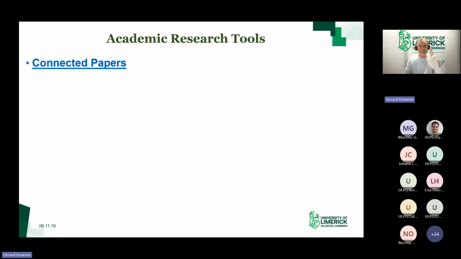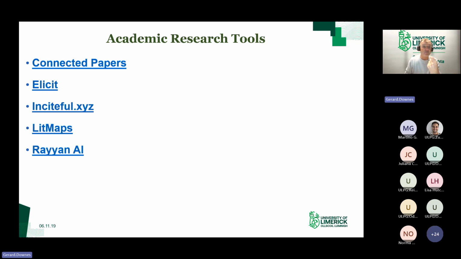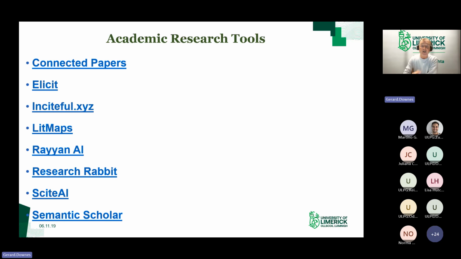So, Connected Papers, and I'll try to show you an example later when I send the slides. Elicit is one. There's Insightful. It's always good to be aware of these kinds of journals. There's Litmaps, there's Ryan AI, there's Research Rabbit, and there's Cite AI. Semantic Scholar also. But I would say that the best of these that I've seen so far is Connected Papers.